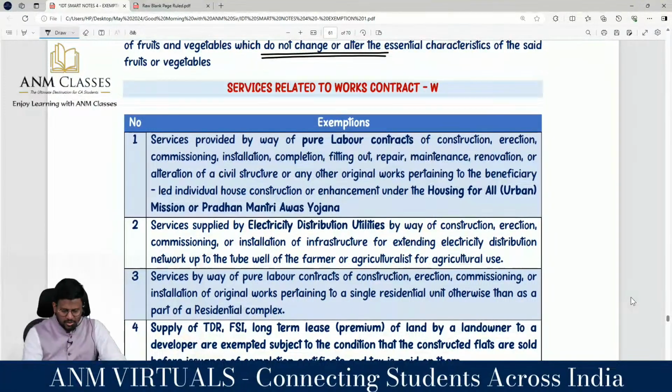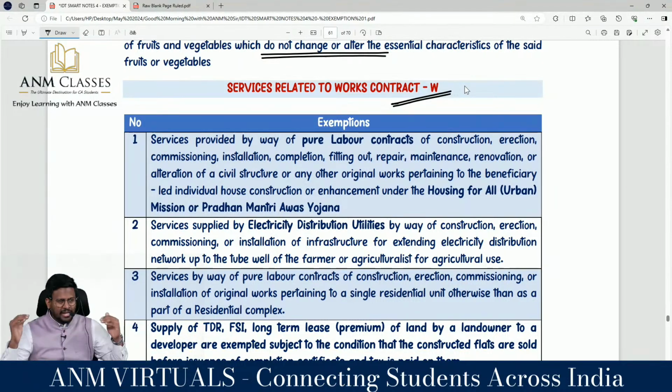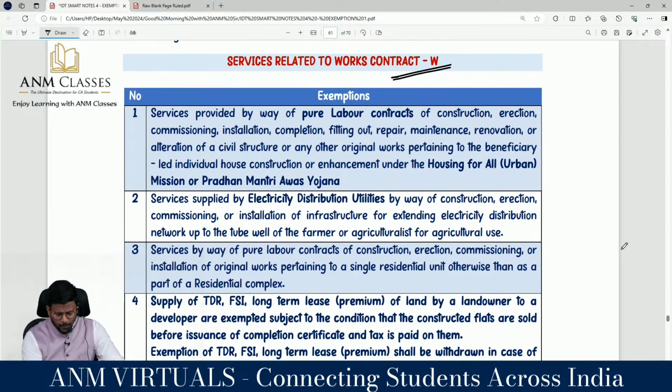Okay, my dear lovable students, I am moving to W, which stands for works contract. Sir, actually a works contract means both supply of goods and services should be there. Yes, sir, but here I have put the construction related services as in a works contract. Even under this we have listed the pure supply also. Actually pure labor will never amount to a works contract. A works contract means both supply of what and what? Service provided by pure labor contract.